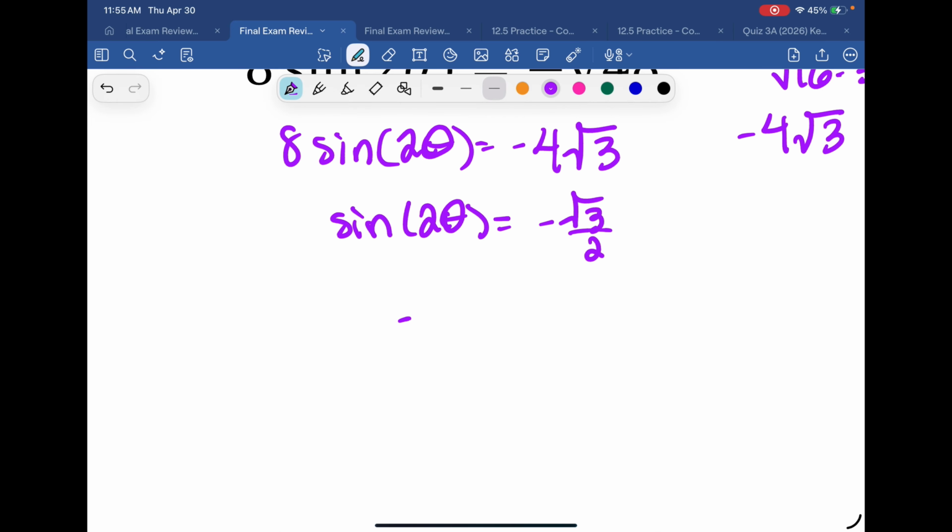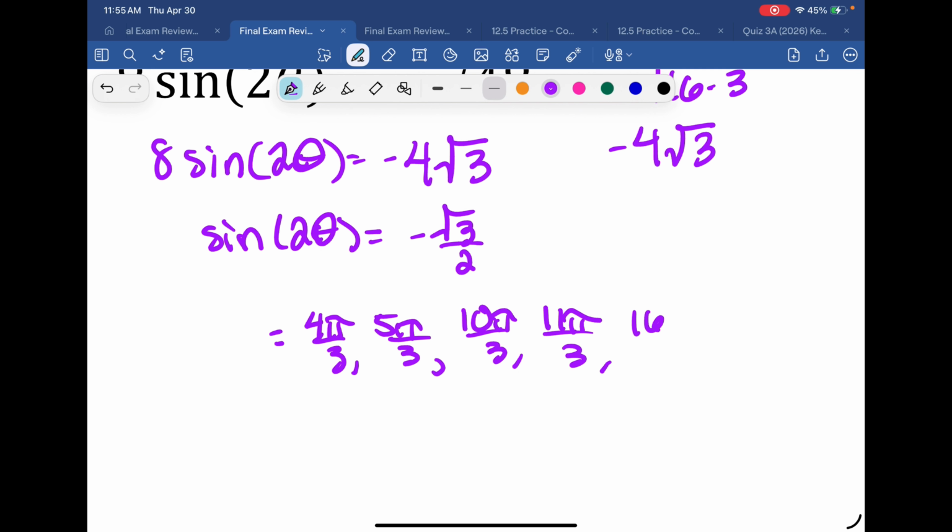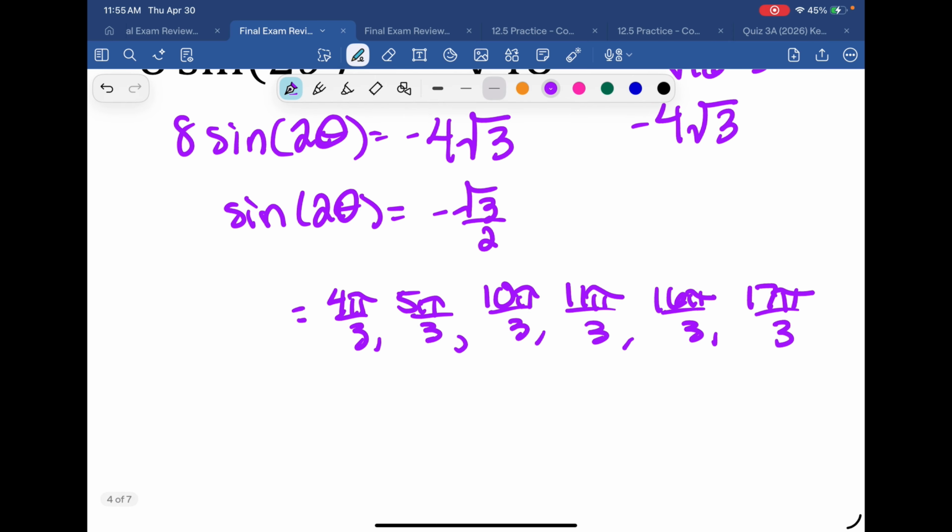All right, so I want all the angles that have a sine of negative root 3 over 2. Well, it's going to be pi over 3s. So it'll be 4 pi over 3, 5 pi over 3, and then rotations. So 10 pi over 3, 11 pi over 3, 16 pi over 3, 17 pi over 3. All right, I'm going to get rid of that 2.